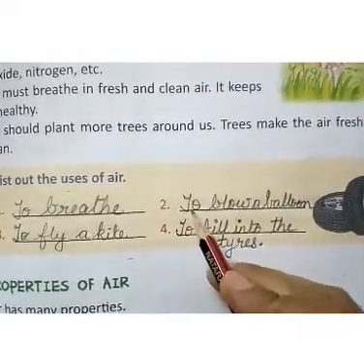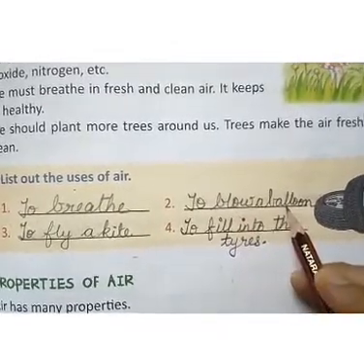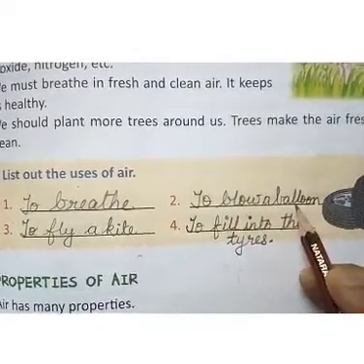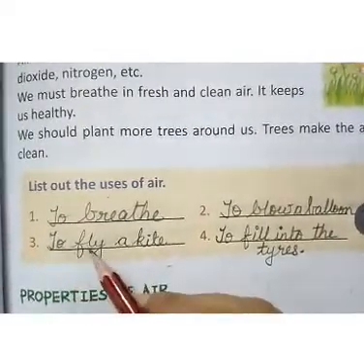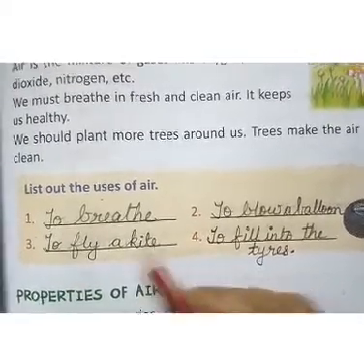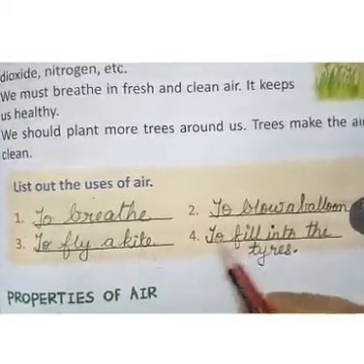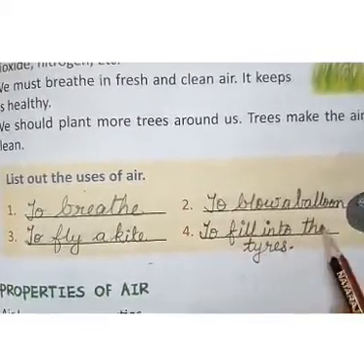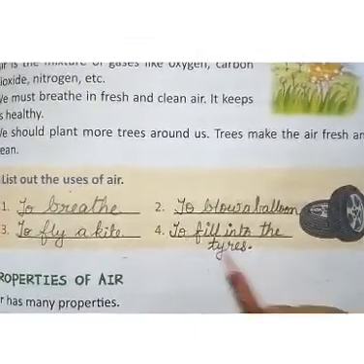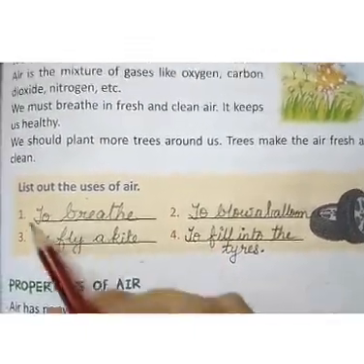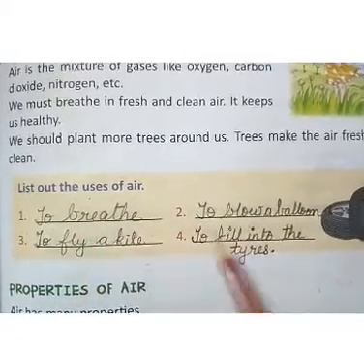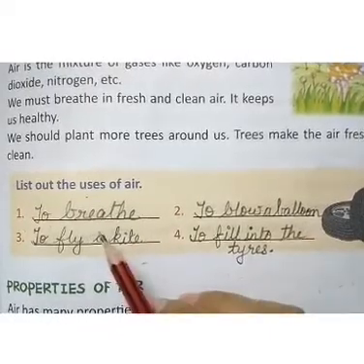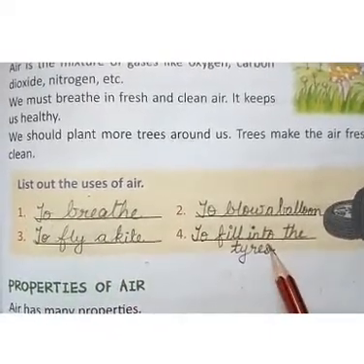Then the second one, to blow a balloon. All of you write down to blow a balloon. Number 3, to fly a kite. Air is needed to fly a kite. All of you write down. Then write down the fourth one, to fill into the tires of the vehicles. So in this way you have learned 4 uses of air. You have to learn this. Write it neatly without any spelling mistake and also learn it afterwards.